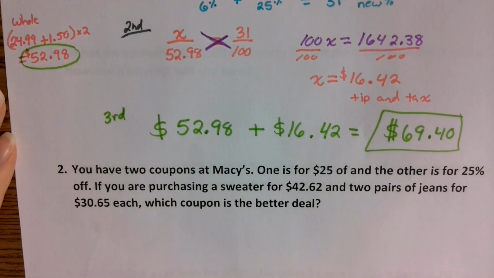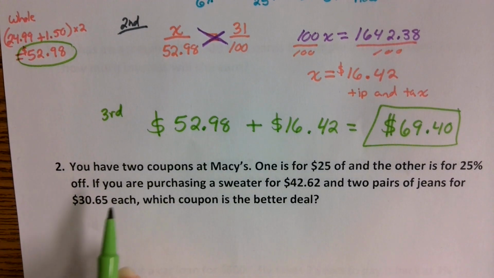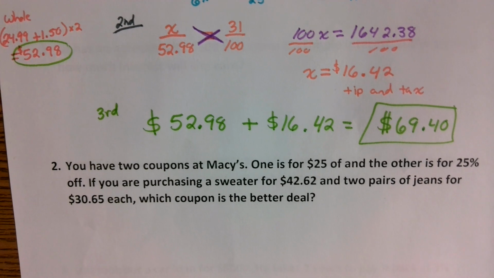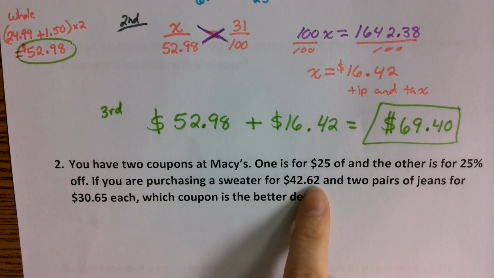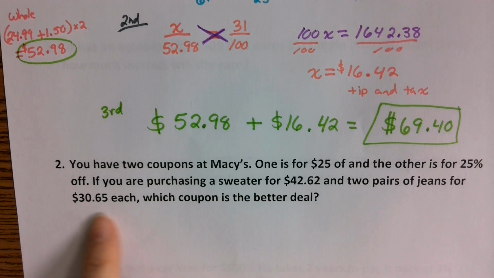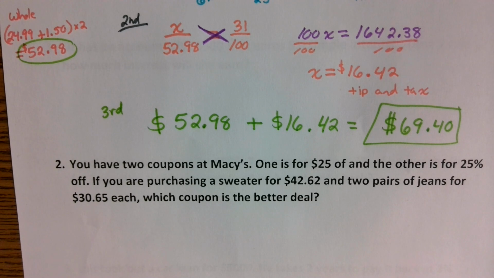Okay, let's go on to problem 2. Problem 2, you've got 2 coupons at Macy's. One is for $25 off, and the other is for 25% off. So we want to know if you are spending $42.62 on a sweater, and you're buying 2 pairs of jeans that are $30.65 each, then we want to know which coupon is going to be the better deal.